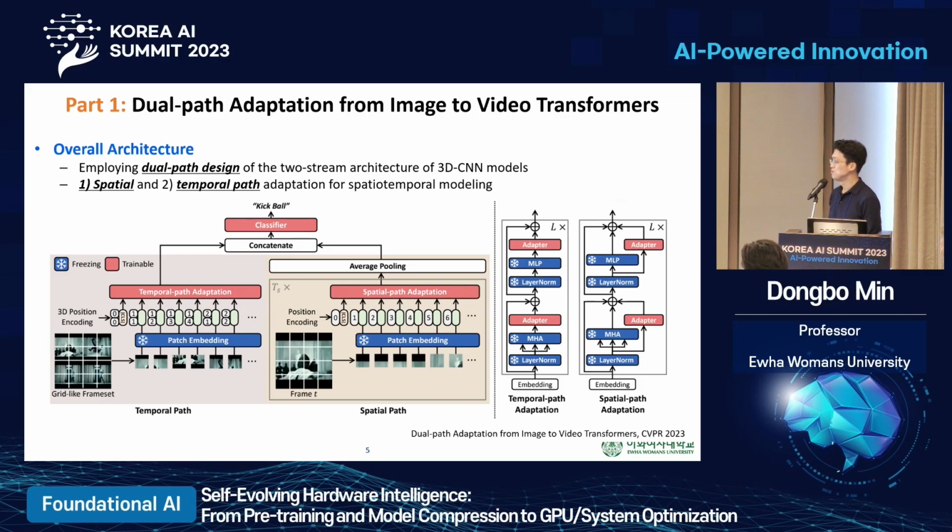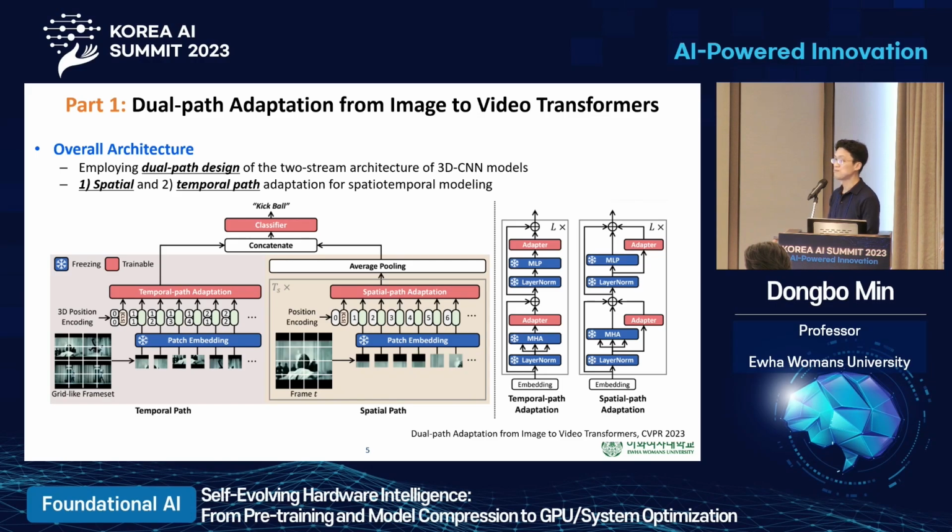So we have some input video. From the input video, let's do some adaptation from the spatial perspective. So this T_S is the number of samples from the video. Let's apply some serial path adaptation to the input frames. And then let's do some average pooling, and then let's do some concatenation.